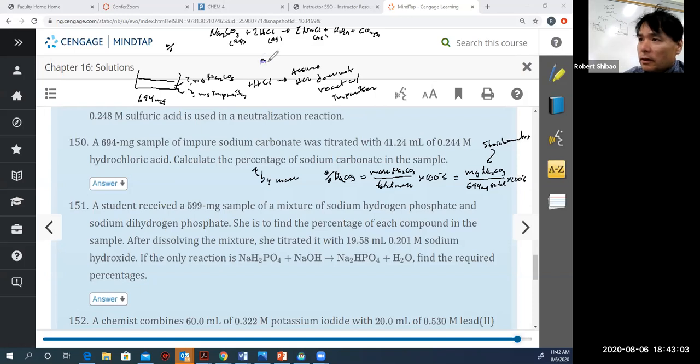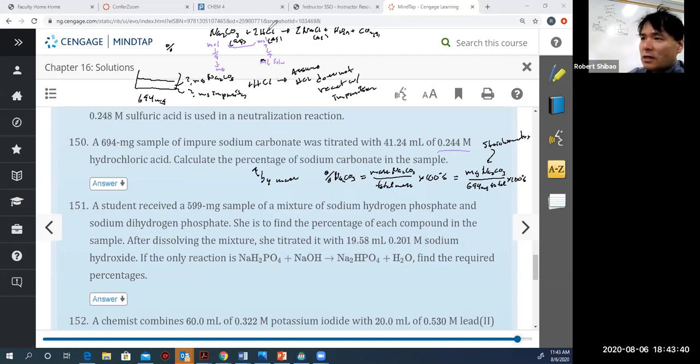And so milliliters of solution to liters of solution, then liters of solution to moles of pure HCl, as we have the molarity here. And then from moles of pure HCl to moles of sodium carbonate here. And then from moles of sodium carbonate to grams of sodium carbonate to milligrams of sodium carbonate. Then once we get the milligrams of sodium carbonate, we'll plug it in here, divide it by 694 times 100%, and then we'll get the percentage of sodium carbonate in there.